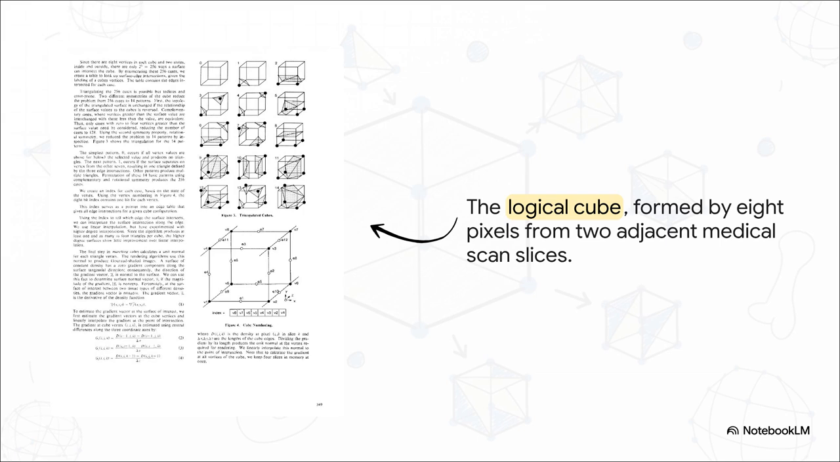Let's really focus on that core idea. Imagine a tiny little cube. It's defined by just 8 pixels, 4 from one of the medical scan slices, and the 4 pixels that are in the exact same spot on the slice right below it. That's it. The algorithm's entire job, repeated millions of times, is to figure out what piece of the 3D surface exists inside this one tiny logical cube.